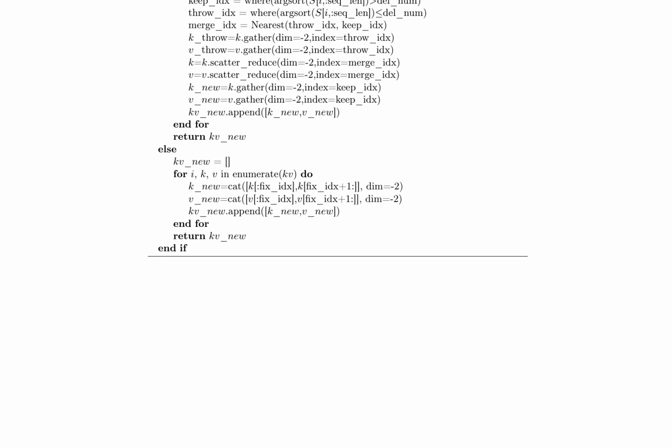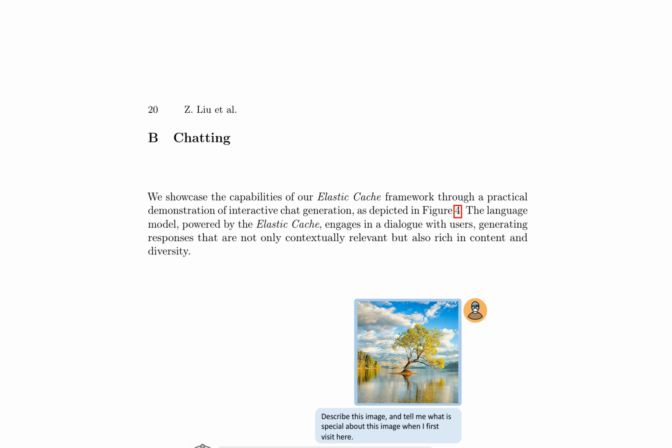The elastic cache framework is demonstrated through an interactive chat generation demonstration, showcasing its capabilities in powering a language model that engages in dialogue with users. The language model generates contextually relevant and diverse responses by leveraging the elastic cache to retrieve relevant information and produce coherent and informative outputs. A key component of this demonstration is the KV cache budget, set to 0.5, which controls the amount of information stored in the cache. This allows the language model to generate responses under a dialogue setting, highlighting the framework's effectiveness in supporting interactive and engaging conversations.